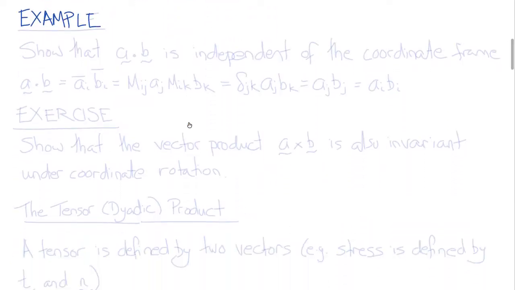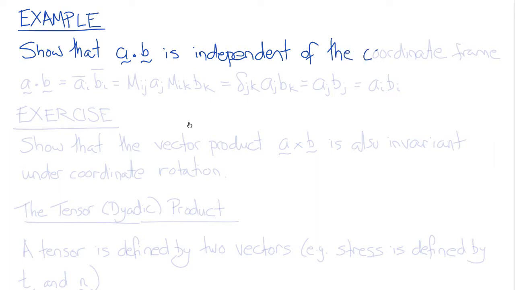So, for example, let's show using this orthogonal transformation that the dot product A dot B is independent of the coordinate frame. In other words, we're going to show that regardless of which coordinate frame we use to take the dot product between two vectors, we get the same result. And that's important because it suggests that the dot product between two vectors is also a physical quantity, since the vector is a physical quantity.